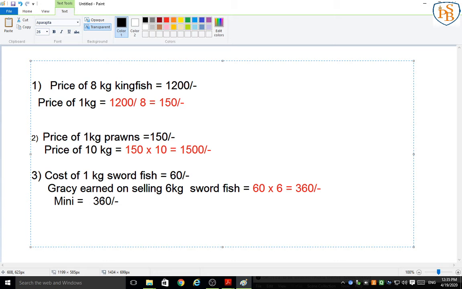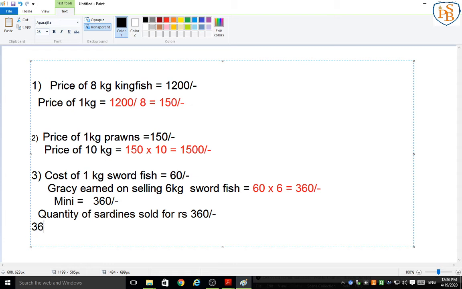But now she earned 360 rupees. So within that 360 rupees, how much quantity of sardines sold for rupees 360? Correct? I have 360 rupees. So how much quantity of sardines can I sell?